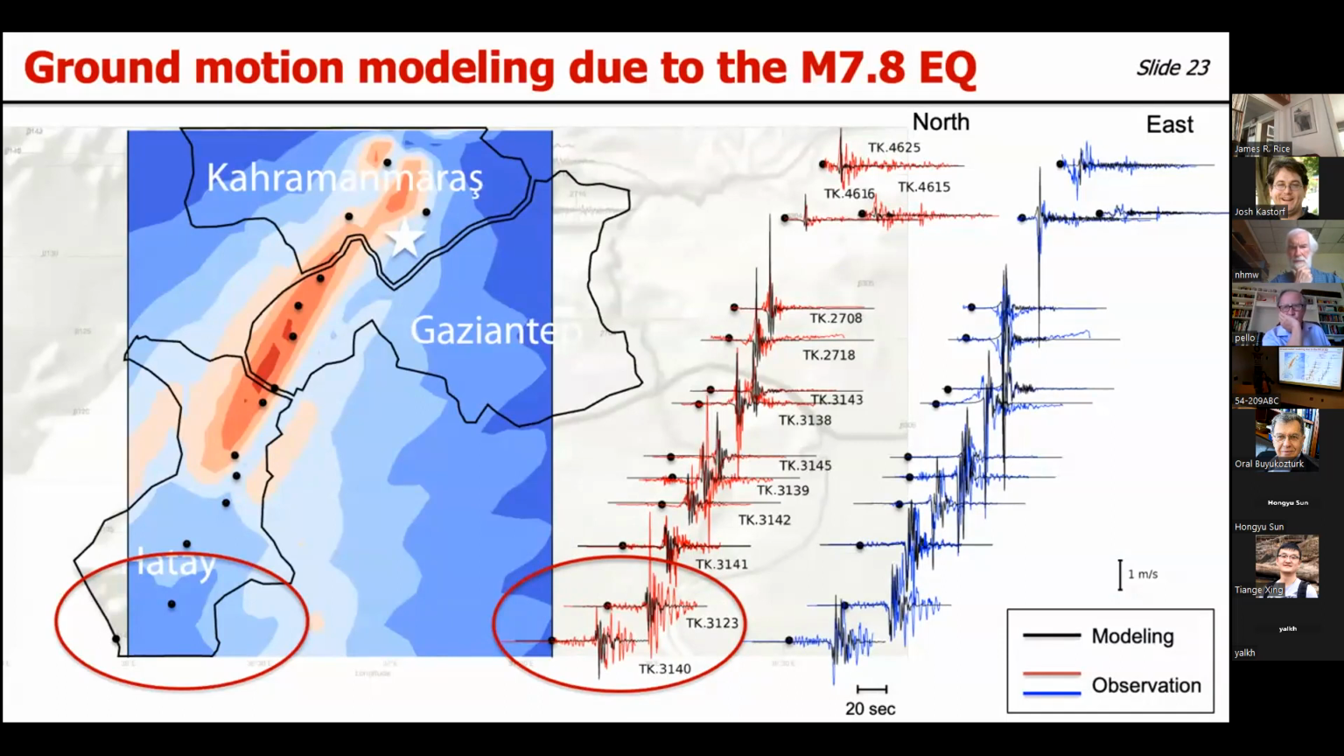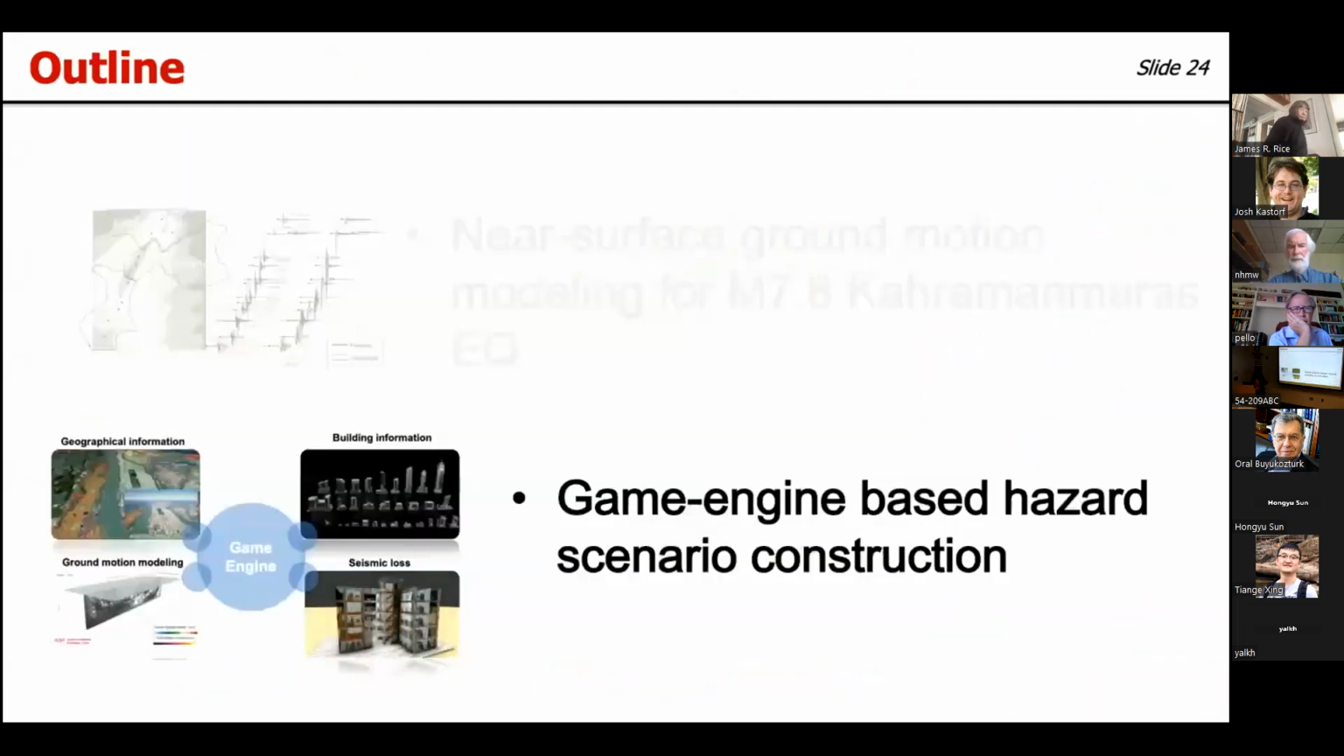So that's why I come here to discuss with all of the experts here, also some statisticians, so that finally we can construct a probability density distribution over different possible models. But this is the first order one. Yeah, so this is our ground motion modeling for the M7.8 Kahramanmaras earthquakes.